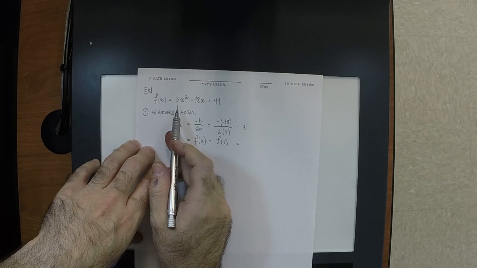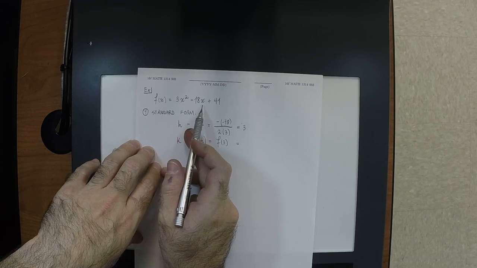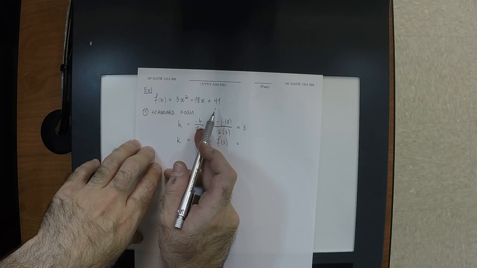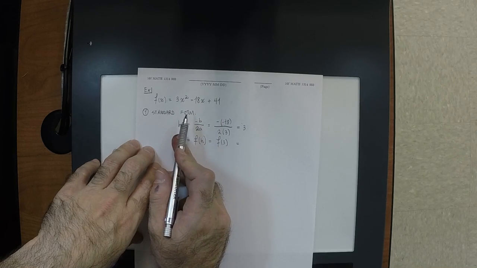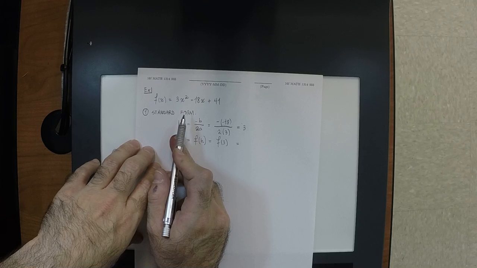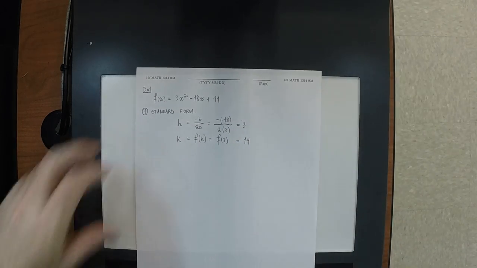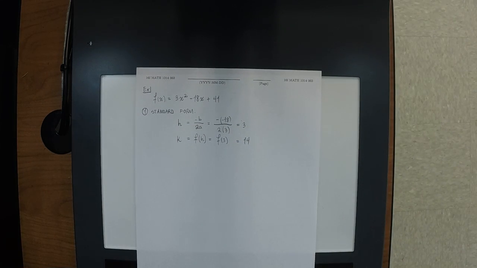Well, that'd be 9 times 3 is 27 minus 54. That's negative 27. And then add 41. Not 12, right? 41 minus 27 is more than 12. Isn't it 14? I'm pretty sure it's 14. I don't know.